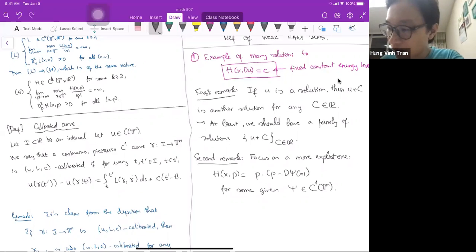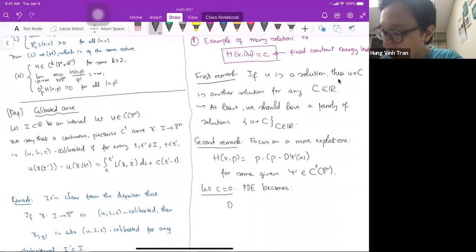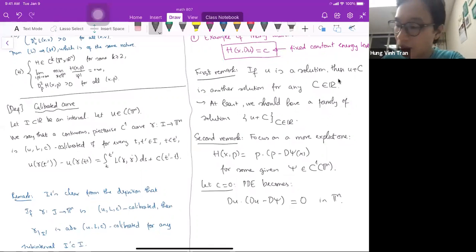Just this Hamiltonian, and then I let c equal 0, so that's the energy level I'm considering. Then the PDE becomes Du dot Du minus Dc equals 0 in the torus. Again, the energy level c is set to be 0.